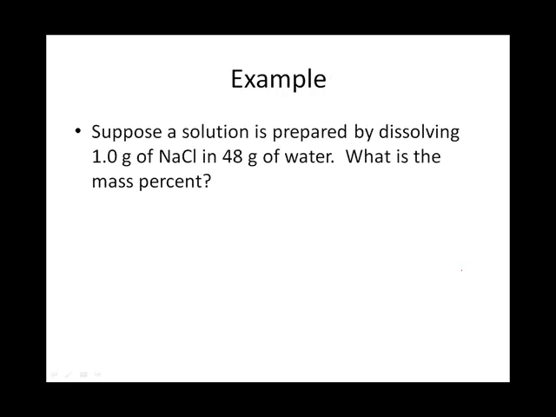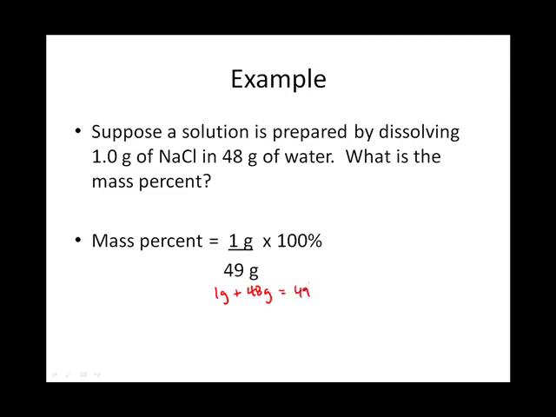Here's an example problem. Suppose a solution is prepared by dissolving 1 gram of NaCl in 48 grams of water. What is the mass percent of NaCl? Well, we take 1 gram of solute divided by 1 gram of solute plus the grams of solvent, which is 48 grams, equals 49. And when we do that, we should get 2% sodium chloride.